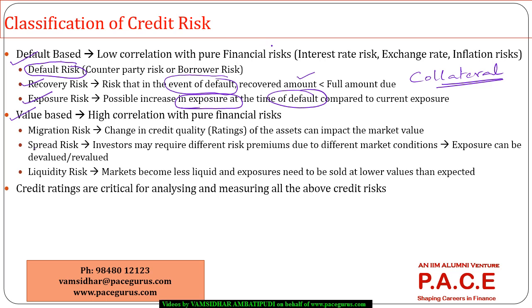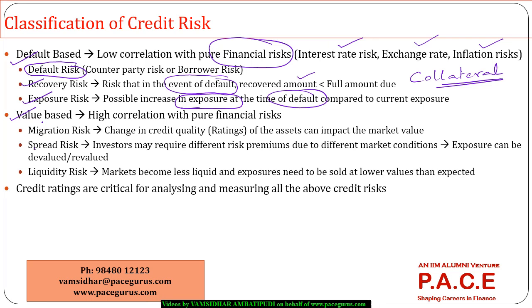And one point we need to understand is these default risks have very low correlation. They are almost not much correlated with the pure financial risk. When I talk about the pure financial risk, it is the interest rate risk, the losses coming because of the fluctuations in the interest rates, exchange rates, or even the inflation. So when I look at the default risk or the recovery risk or exposure risk, we see that they don't carry much of a correlation with respect to the pure financial risk.